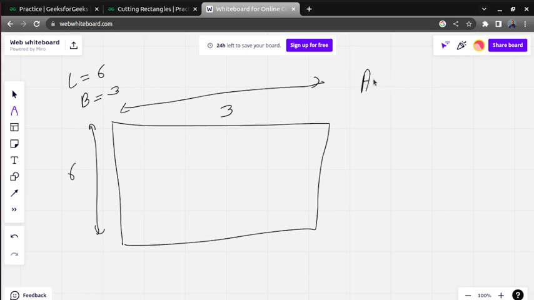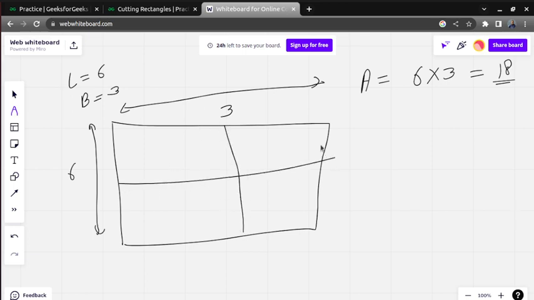If I try to find the area of the rectangle, it is 6 into 3, because length into breadth, so 6 threes are 18. So the area is 18. Now we need to divide it such that the area is equally divided. If we try to divide into 4 parts, is it possible? So we need to find some way in which we can divide the rectangle.